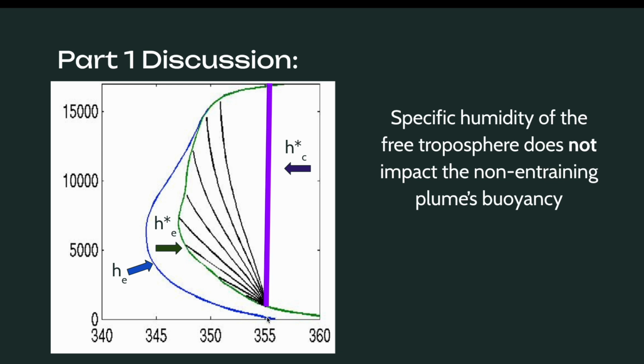And so once we are out of the boundary layer and above the level of free convection, our environmental specific humidity is not going to be exerting any impact on the amount of buoyancy, which can be inferred by this area here between the saturated MSE of the plume and the saturated MSE of the environment.